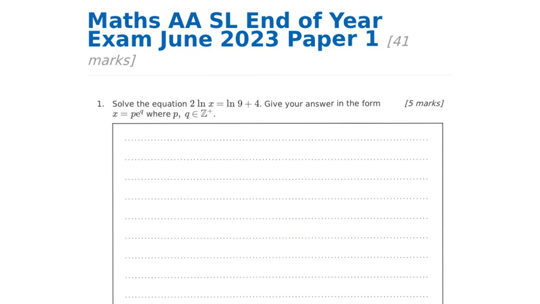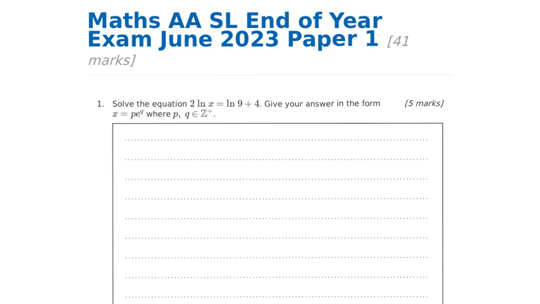End of year exam, June 2023, paper 1 for Maths AA standard level. Question 1. Solve the equation 2 ln x = ln 9 + 4. Give your answer in the form x = p times e to the power of q, where p and q are positive integers.